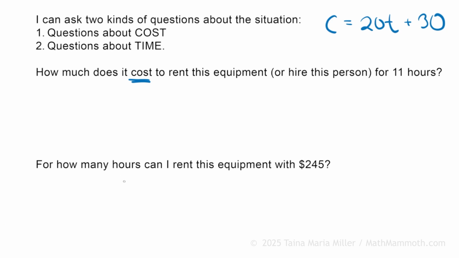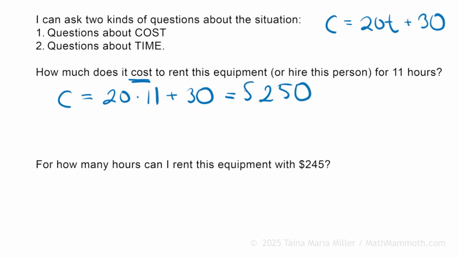To solve both, I can use the equation now. The equation of this linear function, since I have it. So C equals 20t plus 30. Cost based on time, and the time is 11 hours, so I just plug it in. 20 times 11 hours plus 30. So this is 220 plus 30, $250.